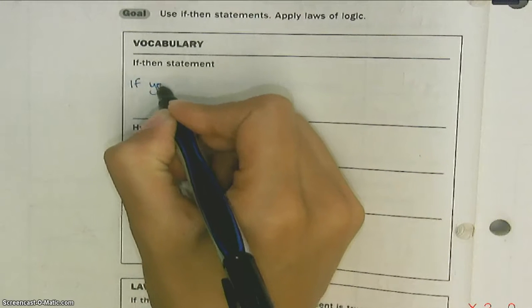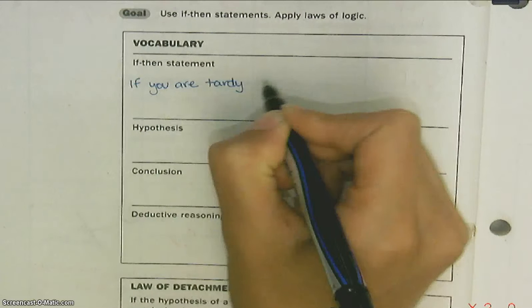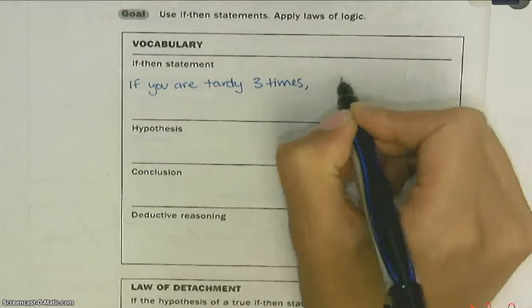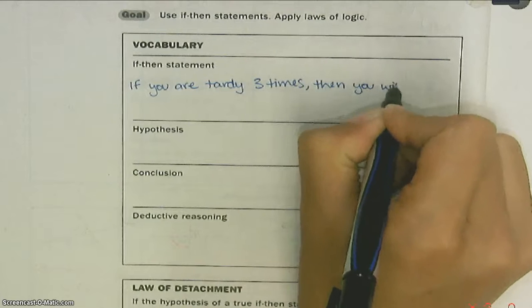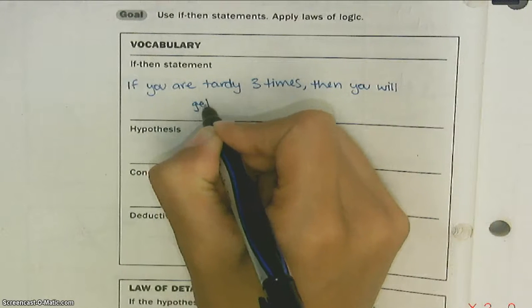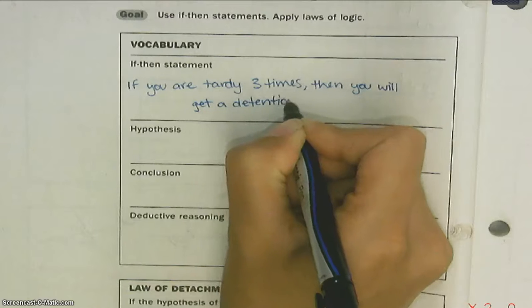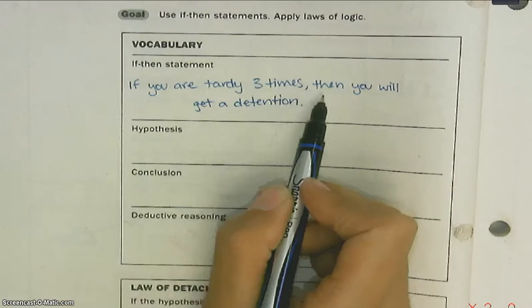If you are tardy 3 times, then you will get a detention. Notice my sentence has an if in it and a then in it.